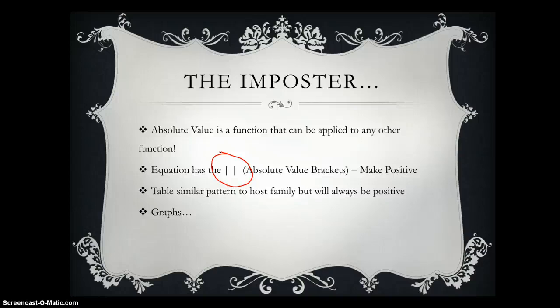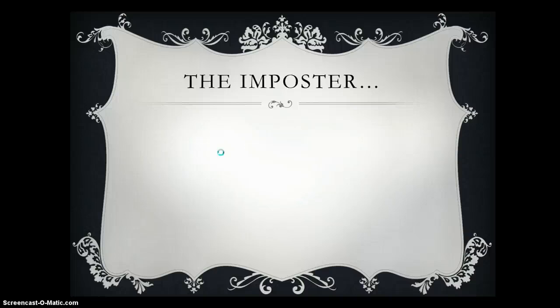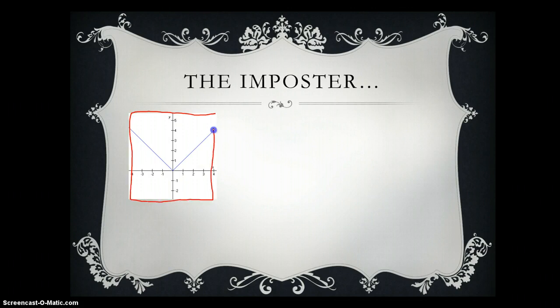In our table, it's going to have a similar pattern to the host family, but we're going to notice that in the y, it's always going to be a positive value. And we can get some really interesting graphs with it. So, for example, here's a graph of a linear line, but instead we've made it positive. So if this was in the linear family, this would be continuing that way. Notice how we just took this half down here, and we flipped it around this axis. We just made it positive.